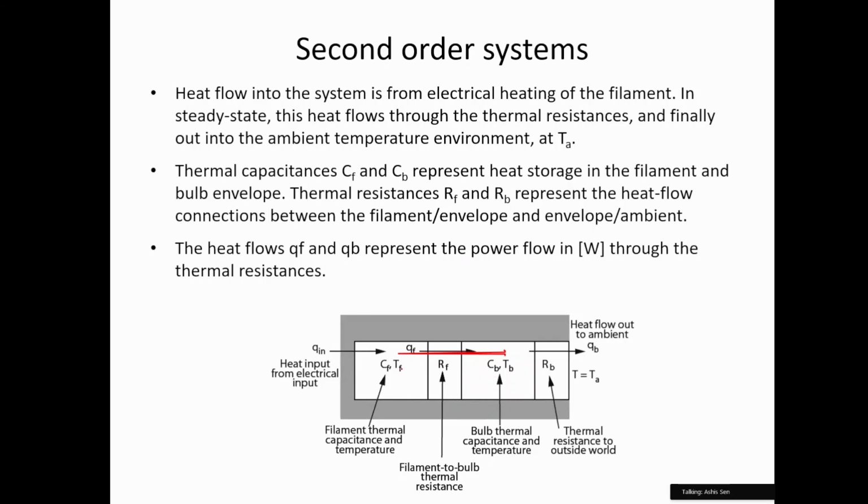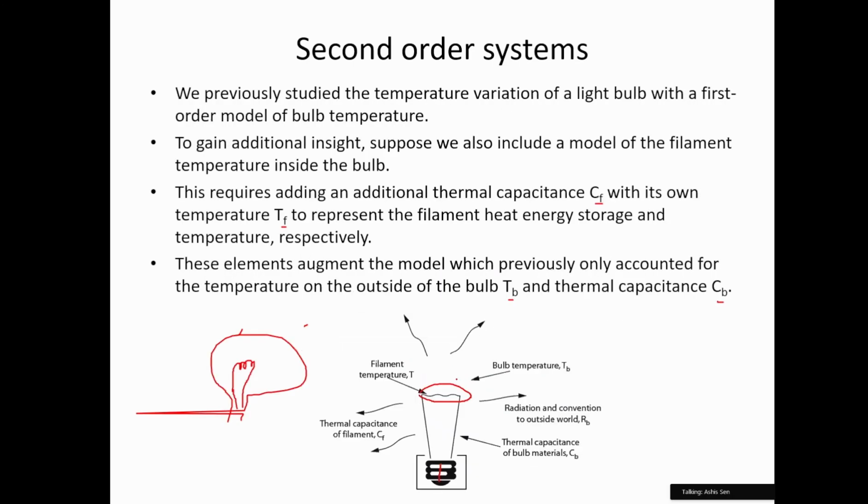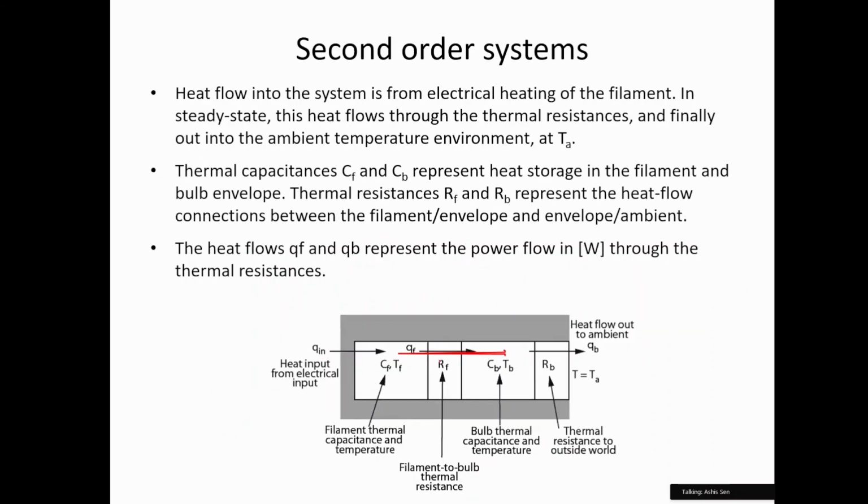And the filament and the bulb are separated by a thermal resistance that is indicated as RF, because in a physical system, between the filament and the bulb, there will be air, right? So the air will impart some thermal resistance, which is represented as RF, the filament to bulb thermal resistance. Then you come to the bulb surface, like in the first order system, we had the bulb and the ambient, and between the bulb and ambient, you have the thermal resistance RB, which is the film resistance. Now, you have QF coming from the filament to the bulb, and QB coming from the bulb to the ambient, okay?